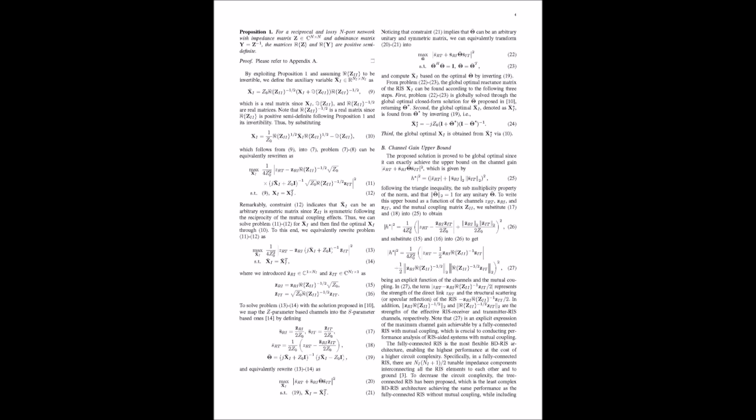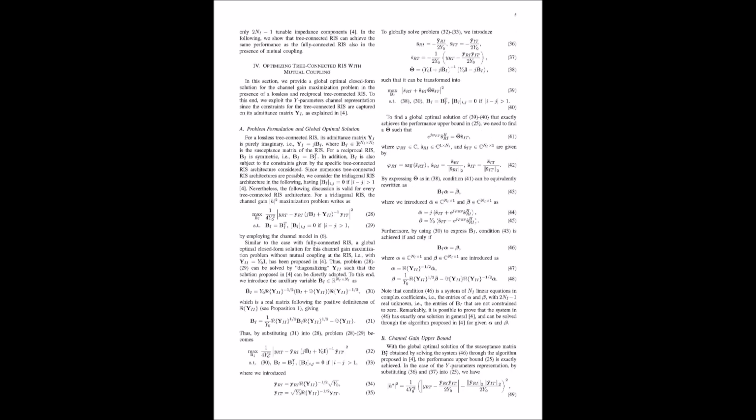But let's talk about performance for a second. We said earlier that tree-connected RIS is simpler, maybe less flexible than fully connected. Does that mean it can't achieve the same level of performance? That's what's remarkable. Even with its simpler structure, when you optimize a tree-connected RIS with mutual coupling in mind, it can actually achieve the same channel gain upper bound as the fully connected RIS. Hold on, so you're telling me that I can get the same top-notch performance with a design that's potentially much easier and cheaper to implement?